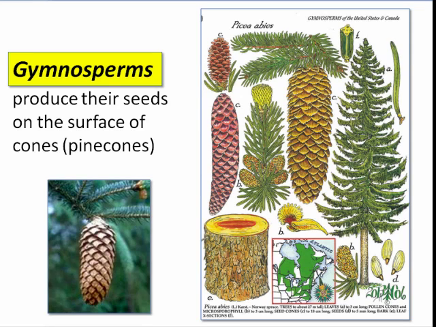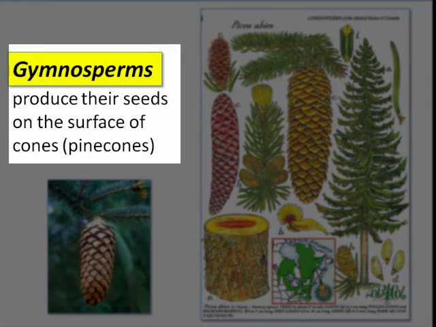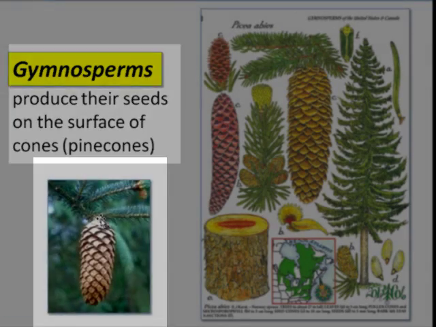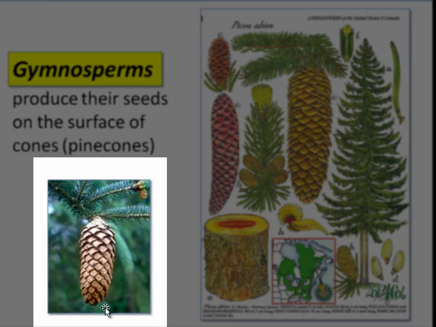First type of plant that reproduces with seeds are called gymnosperms. Gymnosperms have a naked seed, so their seed is not covered in fruit. So you may recognize this as a pine cone, and what a pine cone is, it's got little seeds inside of each of these little shingles here.